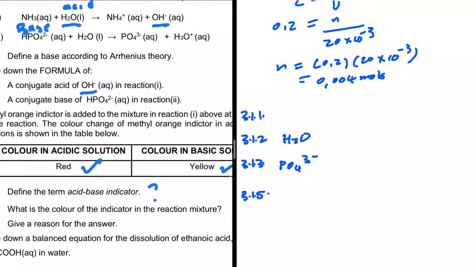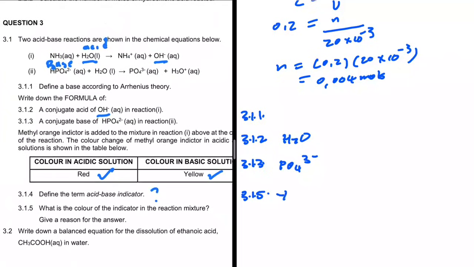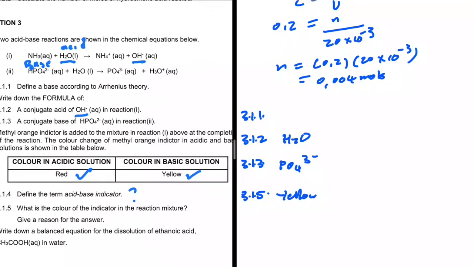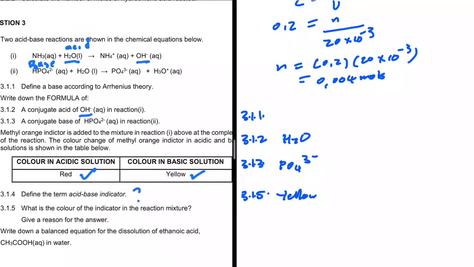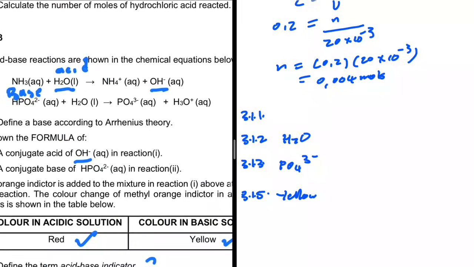So what is the color of the indicator in the reaction mixture? It should turn yellow here, because it is said that the color in basic solution is yellow. And we have H2O, whose pH is 7, and NH3, whose pH is greater than 7 because it is a base. So the answer to 3.1.5 is yellow. Give a reason for the answer. Well, the reason is because the solution is going to be basic at the end. You can also see that by the presence of OH minus. OH minus is hydroxide ions. We know that hydroxide ions are what you get when a base ionizes or dissociates. You get OH minus.